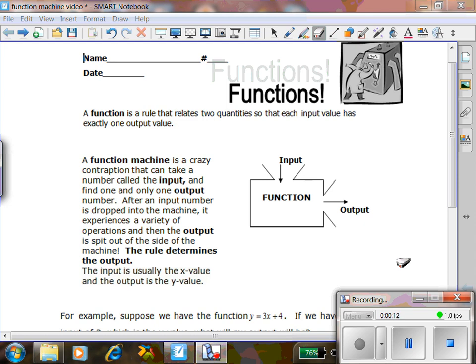Today we talk about functions, another one of my favorite topics. And actually, we've been using functions, we just didn't call them functions yet. So when you were doing your Build-A-Patterns and you came up with the rule, that is basically a function.